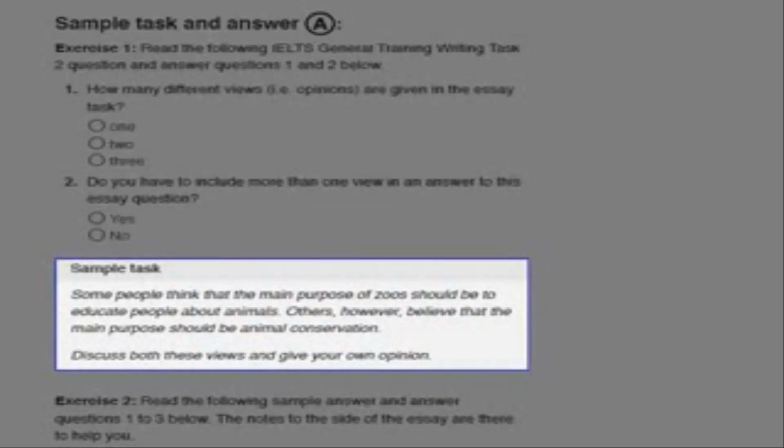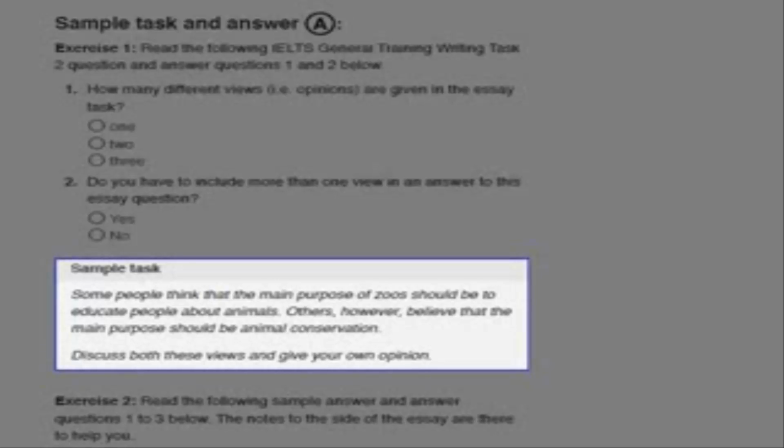So, as you can see, the question includes two different views about what the main purpose of zoos should be. And your task is to discuss both of these views. So you need to talk about more than one view in your answer. And you need to state which of these views, if either, you agree with most.